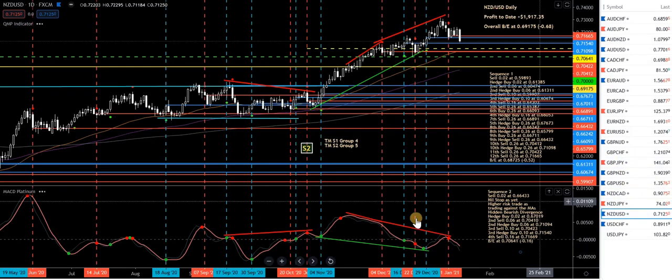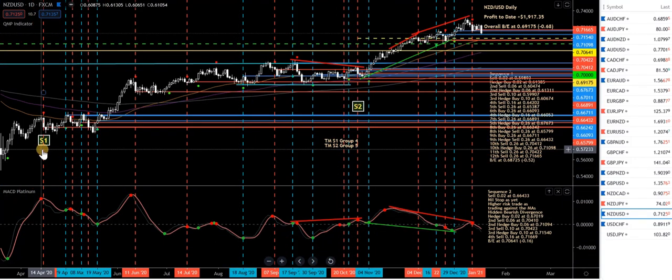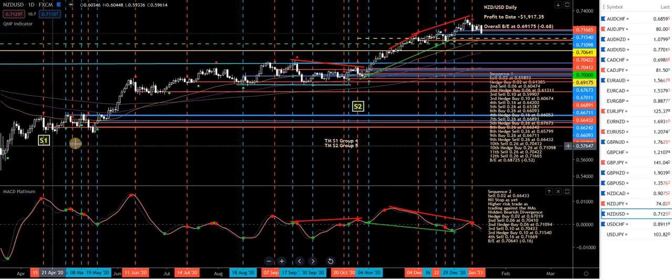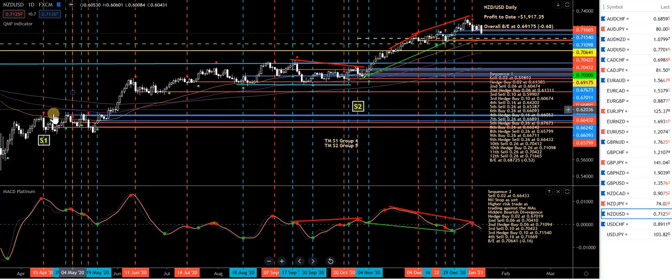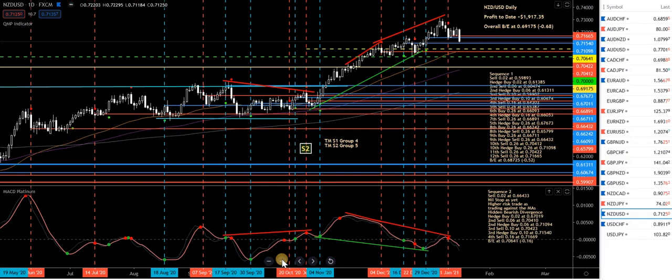New Zealand USD, very similar to the Aussie. It moves very similar in a lot of ways, and I'm in basically the same trades. The only difference is with the New Zealand to the Aussie, I'm also in a sequence 2, which I'm having a bit of trouble getting out of.